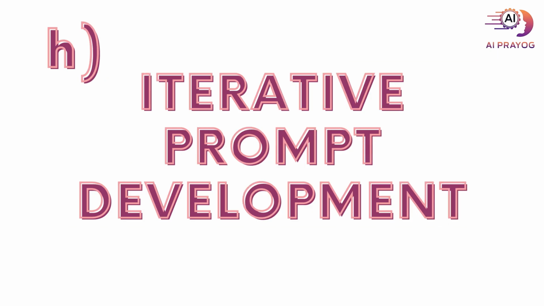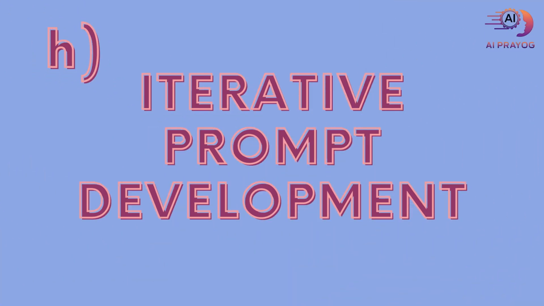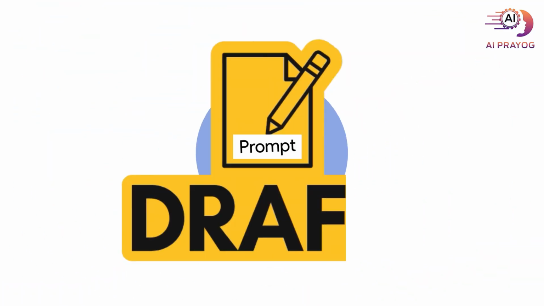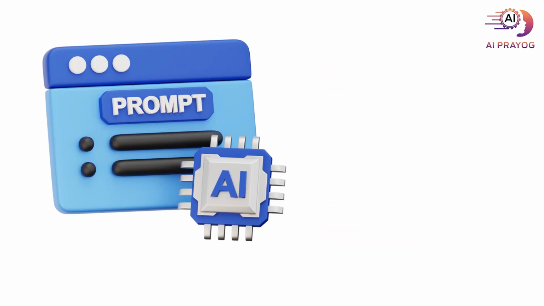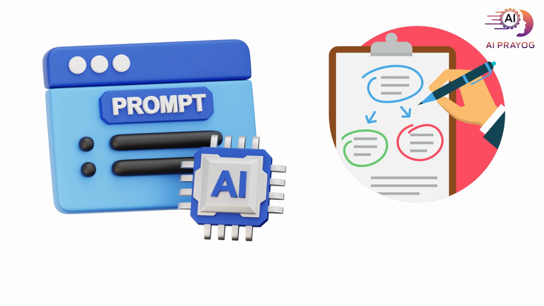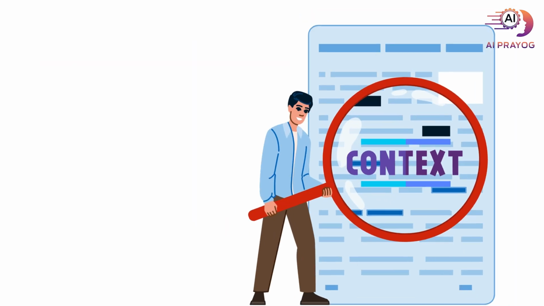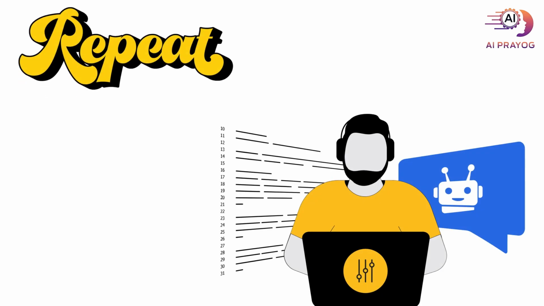Iterative prompt development: prompt engineering is rarely a one-shot process. It often involves experimenting, analyzing outputs, and refining prompts based on results. Process: draft an initial prompt based on the desired outcome. Test: run the prompt through the LLM. Evaluate: assess the output against the desired criteria. Refine: adjust the prompt based on evaluation, such as add context, change wording, add examples, specify format. Repeat: continue testing and refining until satisfactory results are achieved.